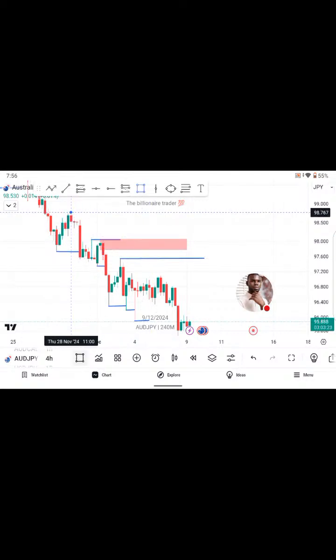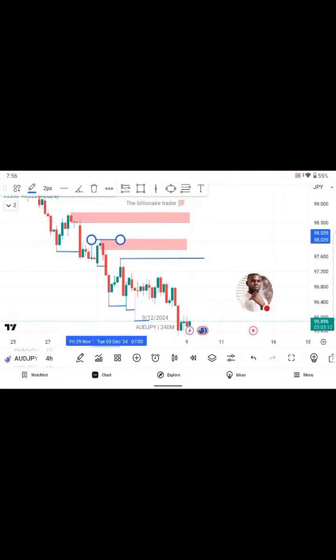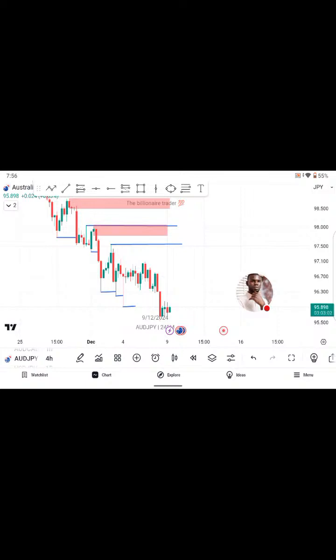We have this. Actually, this is it. So I have two POIs here. So that's why I mark out this as a liquidity. There's tendency for price to take out one and react to the other one. This is on 4 hours time frame.